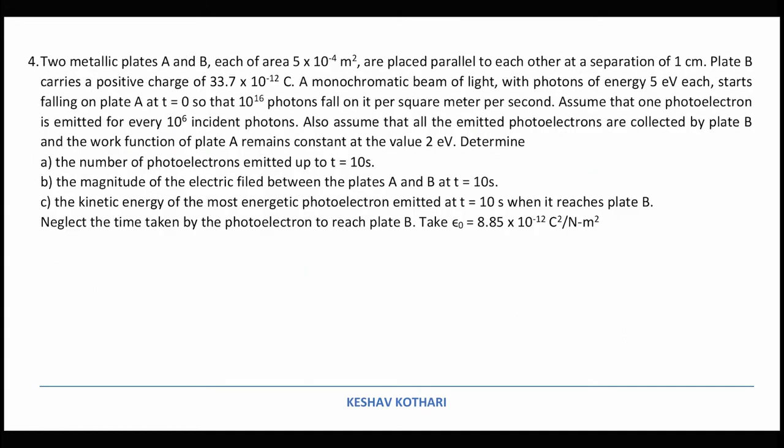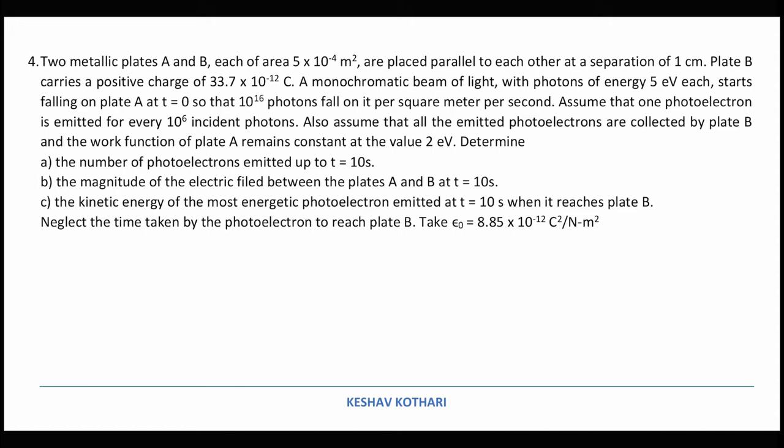Question number 4. Two metallic plates A and B, each of area 5 into 10 to the power minus 4 meter square, are placed parallel to each other at a separation of 1 centimeter. Plate B carries a positive charge of 33.7 into 10 to the power minus 12 coulomb. A monochromatic beam of light with photons of energy 5 electron volt each starts falling on plate A at t equal to 0, so that 10 to the power 16 photons fall on it per square meter per second.